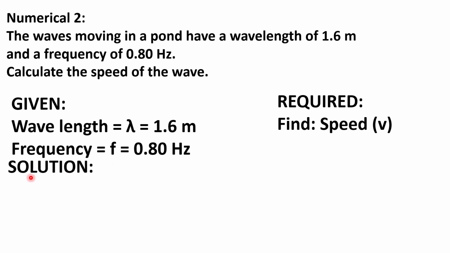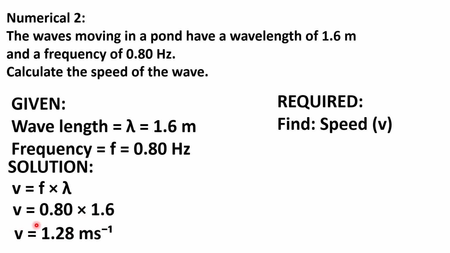Now we will solve this numerical by the formula, which is speed equal to f lambda. So v equal to f lambda, where f is frequency and lambda is wavelength. Now we will put these values in this formula. Frequency is 0.80 and wavelength equal to 1.6. We multiply these two values, and after multiplying we obtain 1.28 meter per second, which is the unit of velocity.